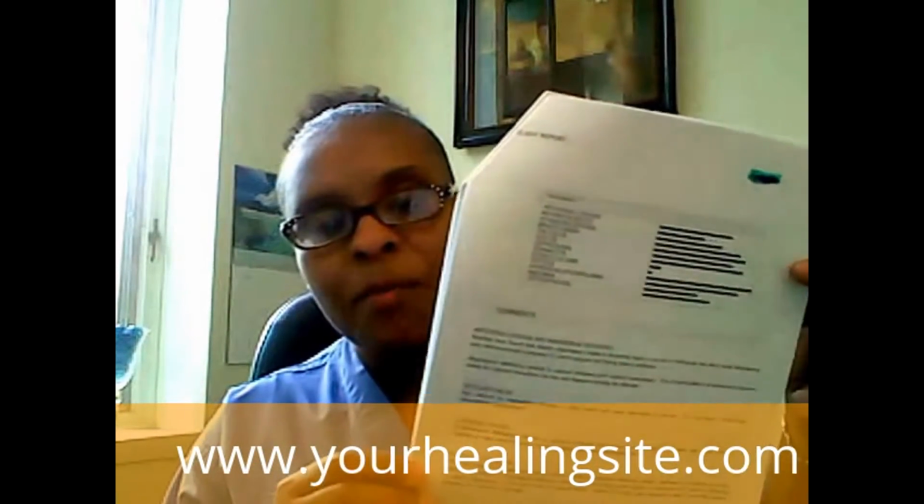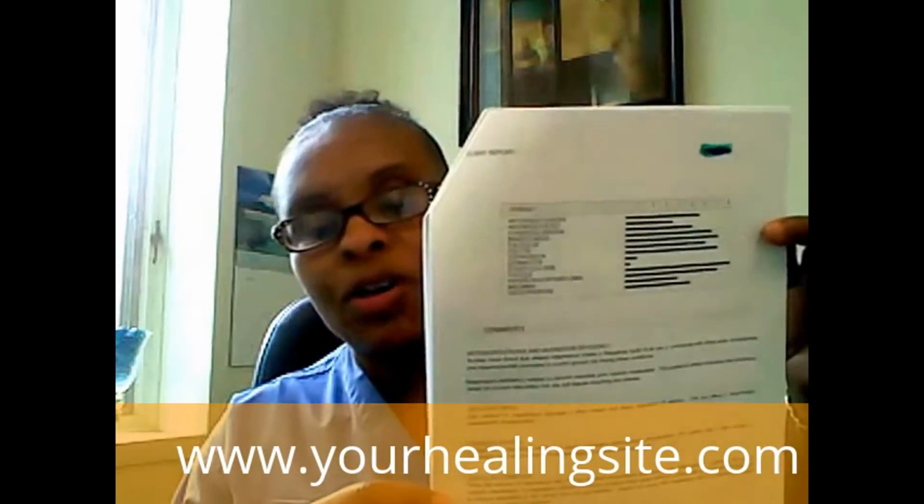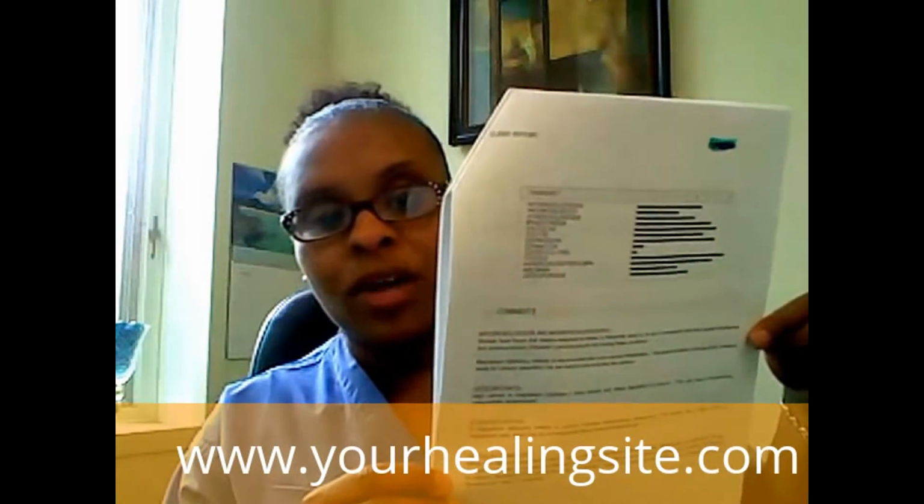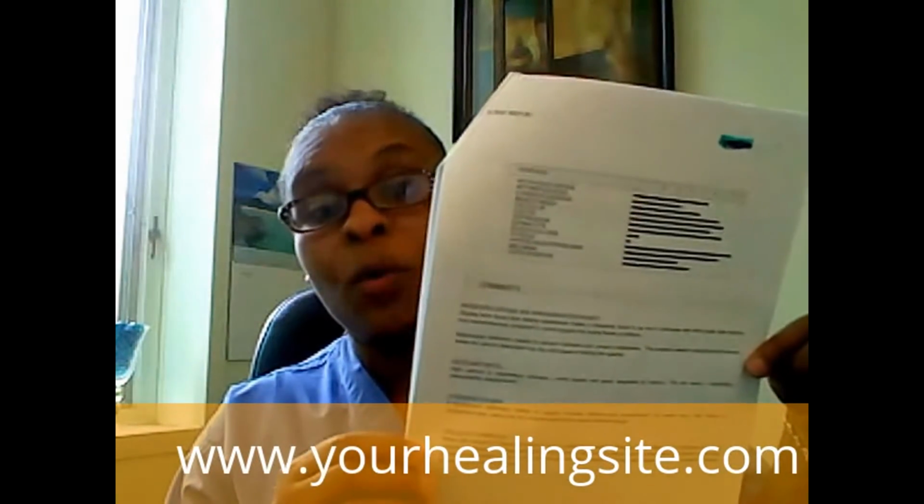So this box here represents what the lab has found to be going on in this person's system just by imbalances in their minerals. So I'm going to put the paper down so I can go through it and show you what we can find. The first tendency that this patient has is arteriosclerosis. And arteriosclerosis is related to a magnesium deficiency.